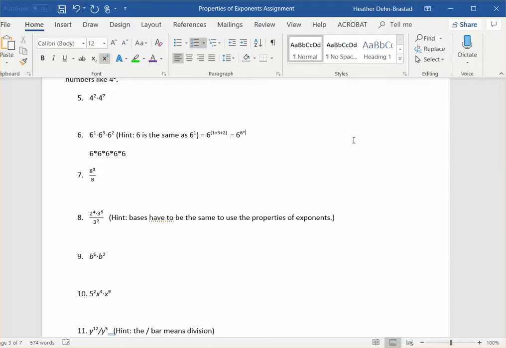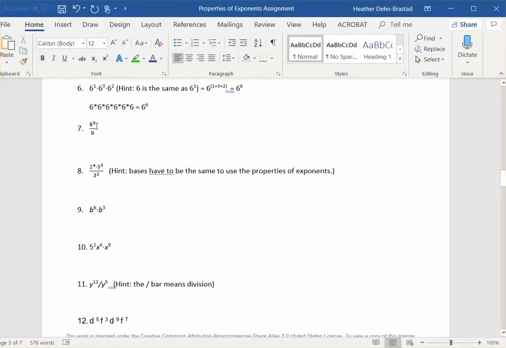times, my cursor moved on me, times 6. So we have 6 there, 1, 2, 3 for that one, and then 4, 5. So how many 6s do we have altogether? We have 6 of them. So we get the same answer if we write it in expanded form or if we use the rule that says that if you are multiplying like bases, you can add their exponents.